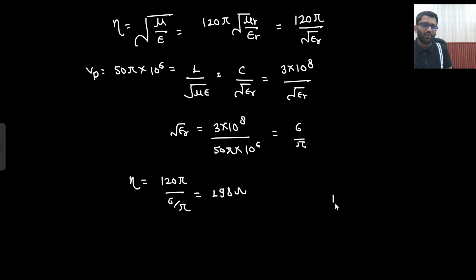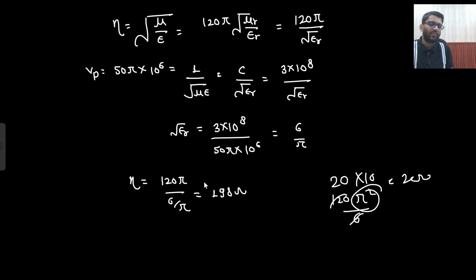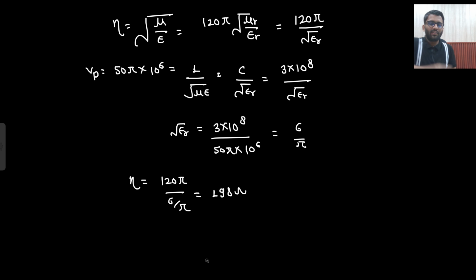How did I tell nearly around 200? Because 120 pi square divided by 6, so this will be 20 pi square, which is nearly 200. So 198. So I now have the eta value. So can I write down the H expression? Certainly I can write it down.